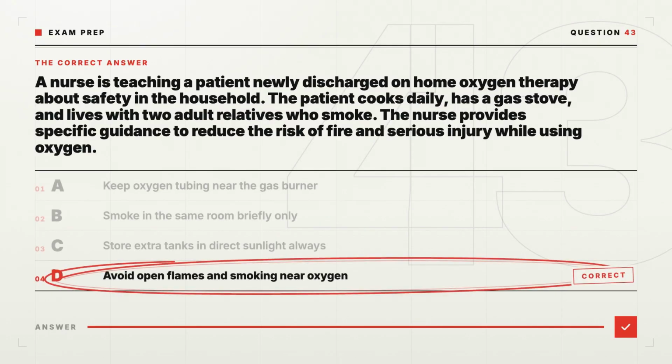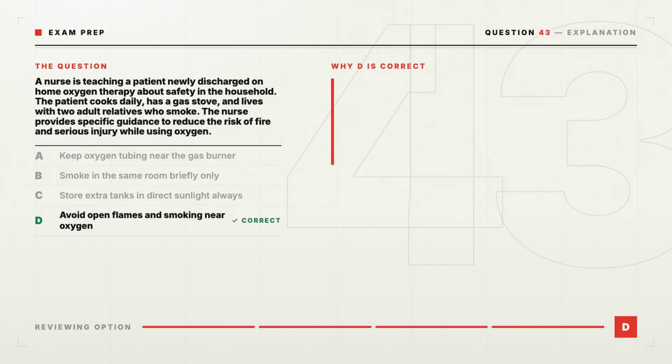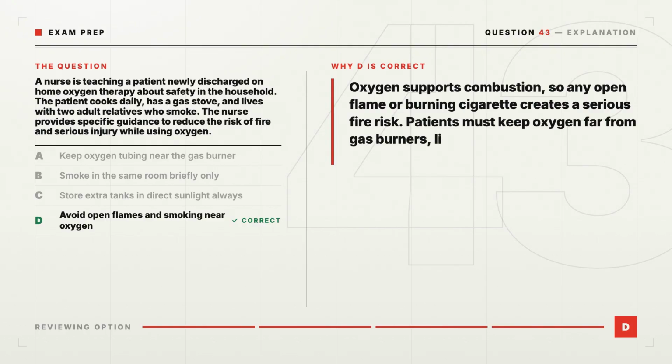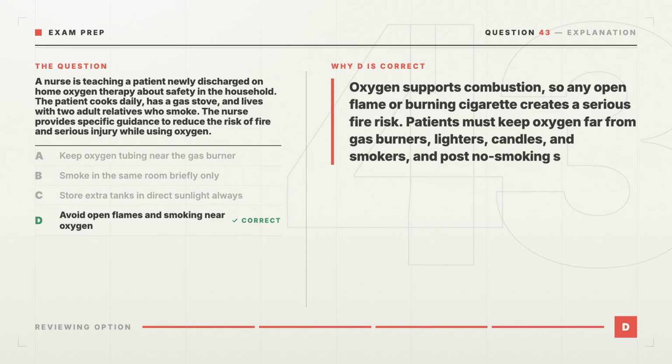The correct answer is D. Avoid open flames and smoking near oxygen. D is correct because oxygen supports combustion, so any open flame or burning cigarette creates a serious fire risk. Patients must keep oxygen far from gas burners, lighters, candles, and smokers, and post no smoking signs in the home.